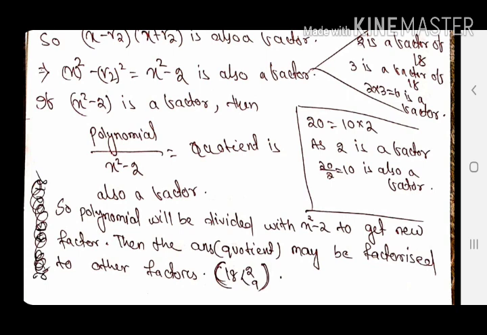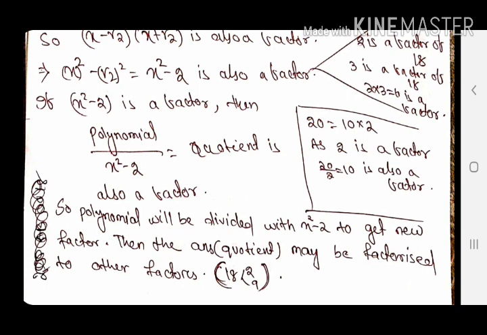So already we calculated x minus root 2 times x plus root 2 to get x square minus 2. As x square minus 2 is a factor, then x square minus 2 into something equals the polynomial. So what is that something? The polynomial divided by x square minus 2. So, whatever I get in the quotient, that is a factor, and if I can further factorize that quotient to get the other factors.